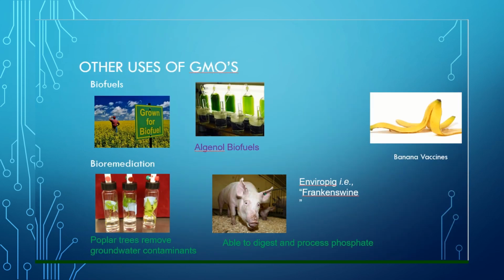There are other uses of GMOs like biofuels and bioremediation. So we've got canola grown for biofuel, corn grown for biofuel. Poplar trees will remove groundwater contaminants, which is pretty cool. And we've got this EnviroPig that's able to digest and process phosphate.